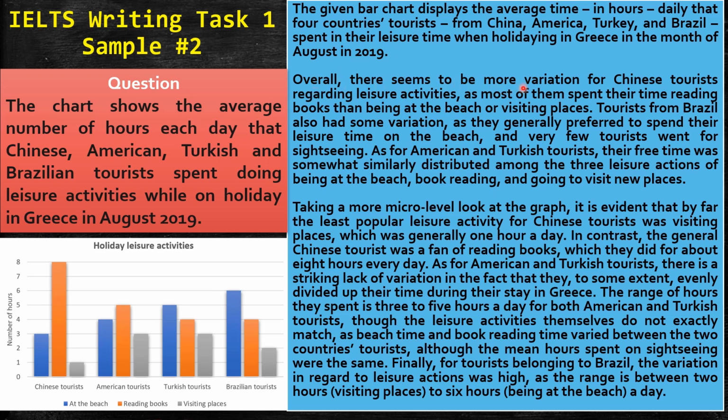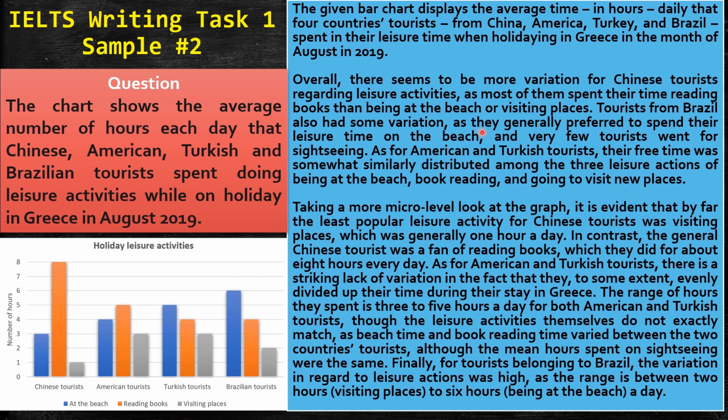Overall, there seems to be more variation for Chinese tourists regarding leisure activities, as most of them spent their time reading books rather than being at the beach or visiting places. Tourists from Brazil also had some variation, as they generally preferred to spend their leisure time on the beach, and very few tourists went for sightseeing. As for American and Turkish tourists, their free time was somewhat similarly distributed among the 3 leisure actions of being at the beach, book reading, and going to visit new places.